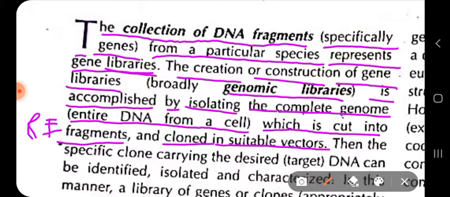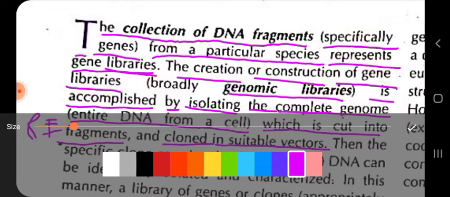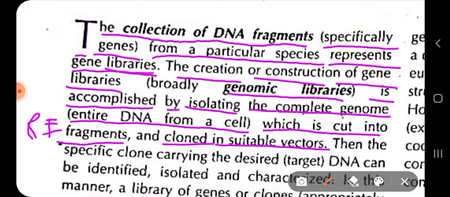For that, to construct a genomic library, what we have to do is first isolate the complete genome. So the first step is to isolate the complete genome, the entire DNA from a cell. Then that genome is cut into fragments. Now this can be achieved by using restriction enzymes.